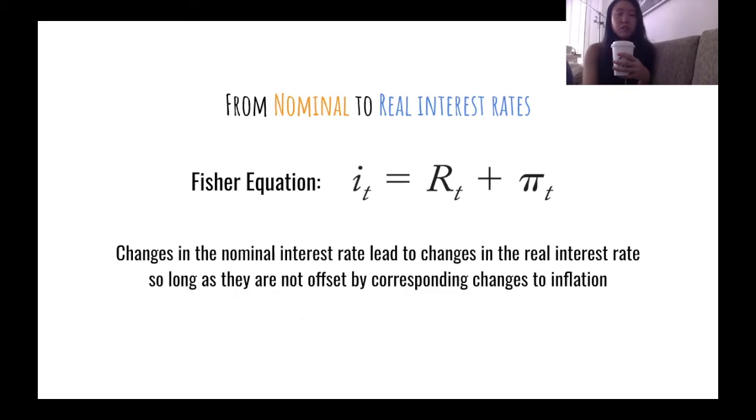From nominal to real interest rates. We know the real interest rate is what affects economic activity and enters the IS curve. So now you might wonder how changes in nominal interest rate impact the real interest rate. Well, the answer lies in this Fisher equation, which shows the relationship between these two interest rates. Nominal interest rate equals real interest rate plus inflation. The takeaway is that changes in nominal interest rate lead to changes in the real interest rate, so long as they're not offset by corresponding changes to inflation.